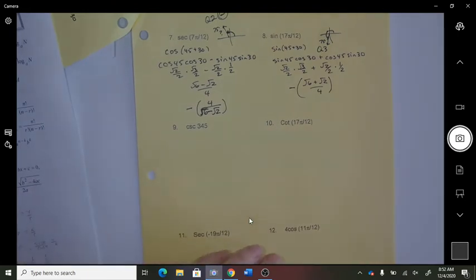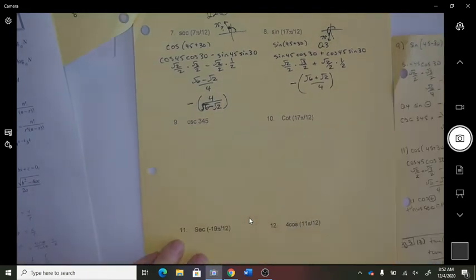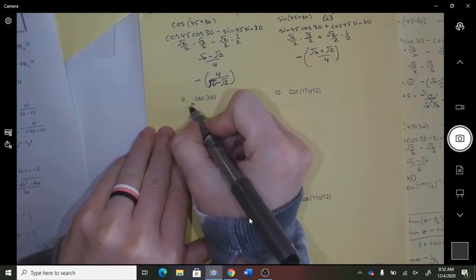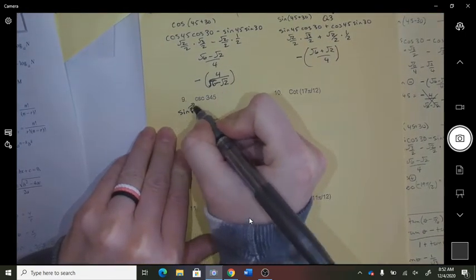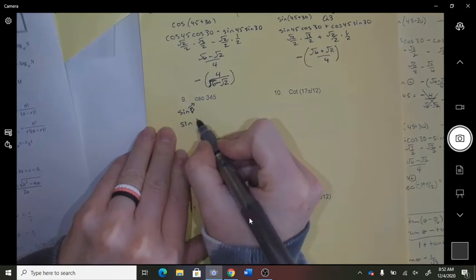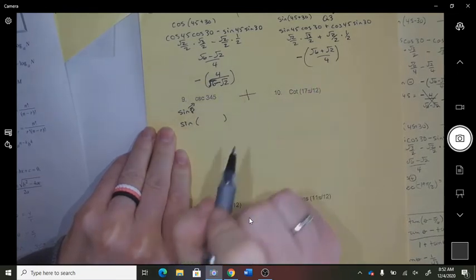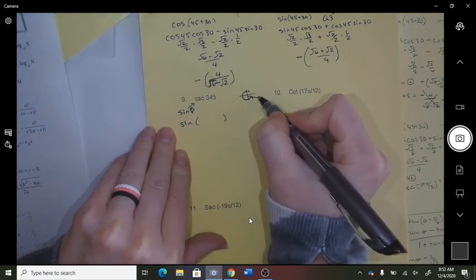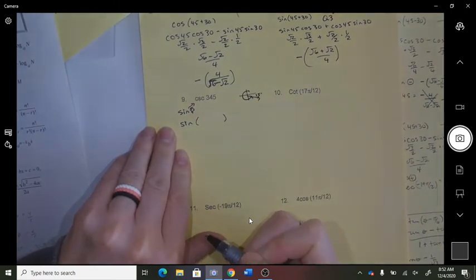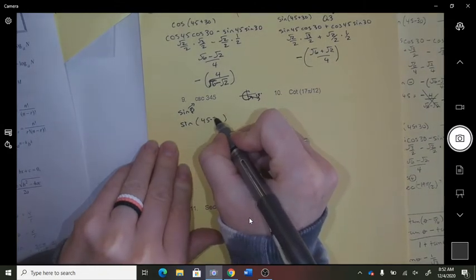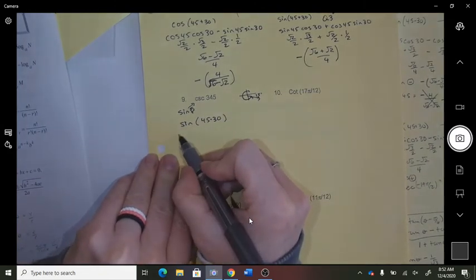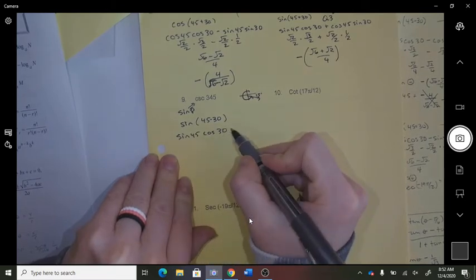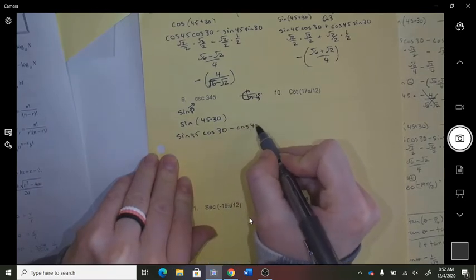Okay, next, number 9, cosecant. So that's the opposite of sine. Okay, so I'm going to find the sine. 345 is over here with a 15-degree reference. So I'm going to subtract. So we're going to take sine 45 cos 30 minus cos 45 sine 30.